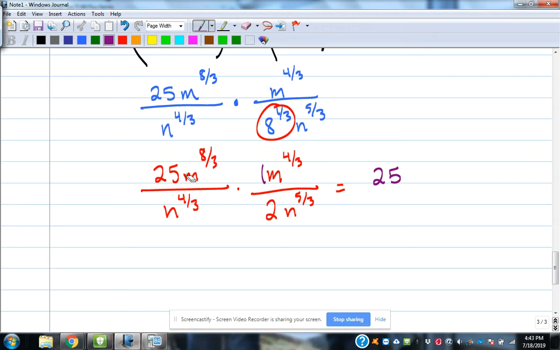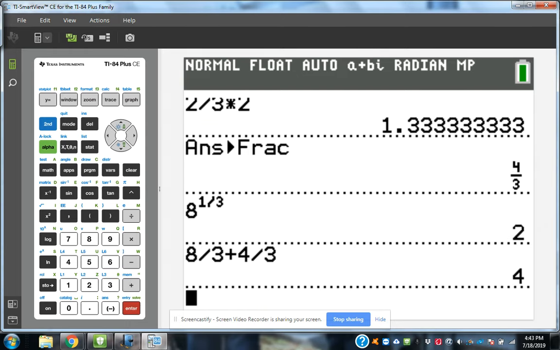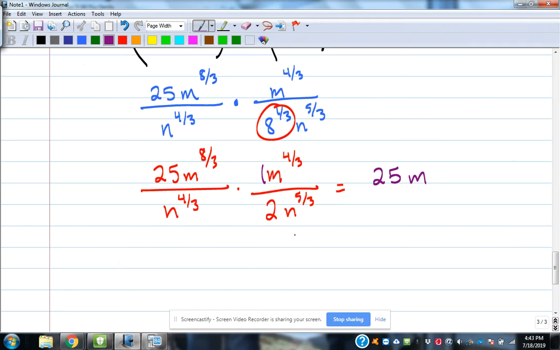And then since I'm multiplying, these two have the same base, so I can add them together. 8/3 plus 4/3. 8 over 3 plus 4 over 3 would be 12 over 3, which is the same as 4. So that ends up being m to the 4th power. Hey, I didn't even have a fraction exponent on that. That's nice.